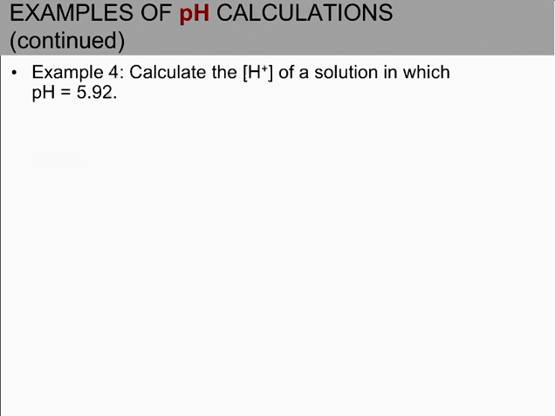So in this example, we're asked to calculate the hydrogen ion concentration of a solution in which the pH is equal to 5.92. All right, so we saw earlier that to calculate the concentration of hydrogen ions, we're going to multiply 1 times 10 to the negative pH. So we can just plug in the pH value, which is negative 5.92.